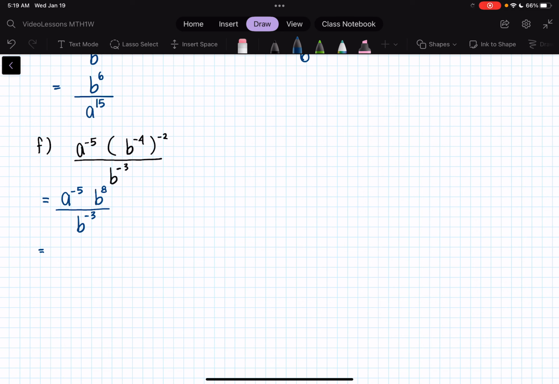So here's now where we're going to deal with the whole fraction. A at the top, there's no other A at the bottom. However, this A has a negative 5 exponent, so we're going to push it down here so we can have a positive 5. B has power 8 at the top, and negative 3 at the bottom, which means the power is greater at the top. So we're going to go to the top. We're going to say B to the power, we go 8 plus 3 is 11.